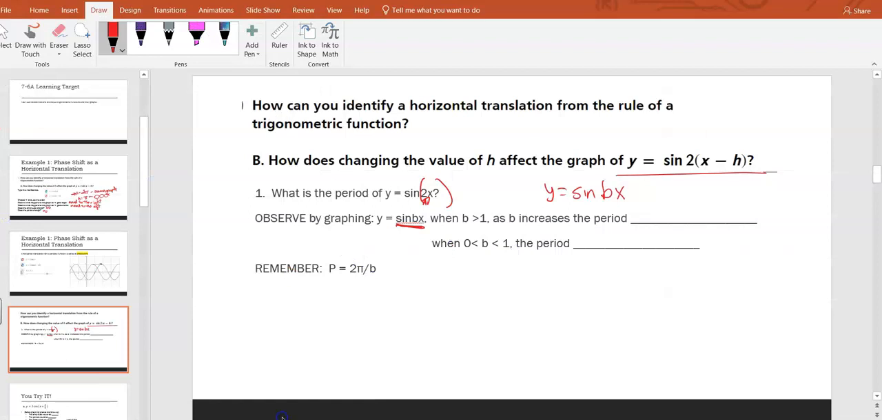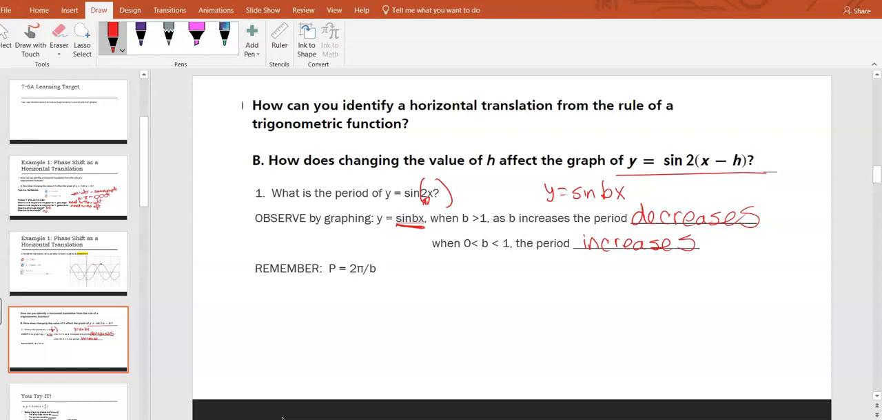Let's write some of our observations down here. So as b is greater than 1, b increases the period. Oh, no, I wrote that. No, as b increases, the period decreases, right? We saw that. The period got smaller because I got more cycles in the same amount of time, if 2 pi is the time factor, the x-axis. So between 0 and 1, the period would increase, right?